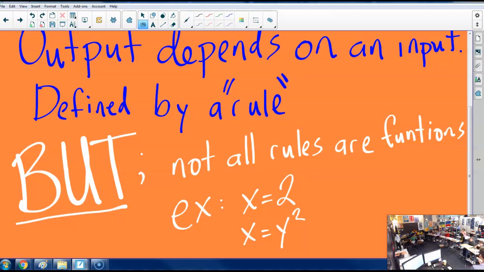Y equals x squared is a function, but x equals y squared is not. And I will show you why. But you must wait and have patience.